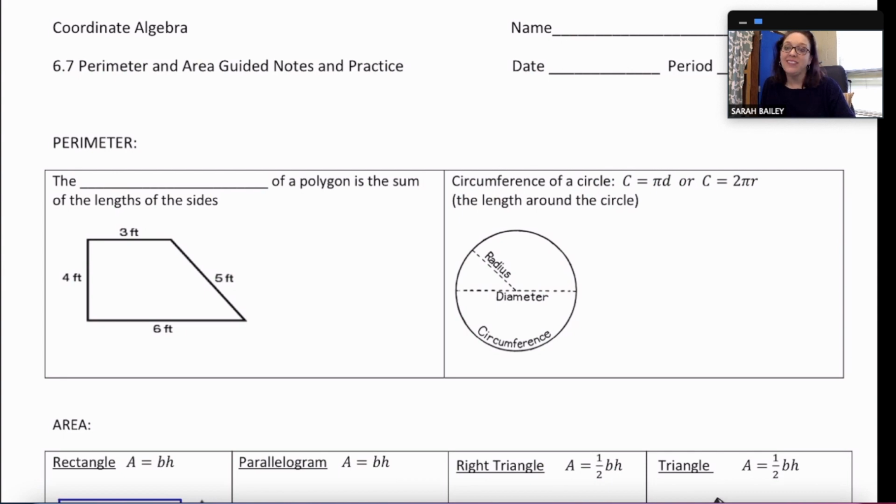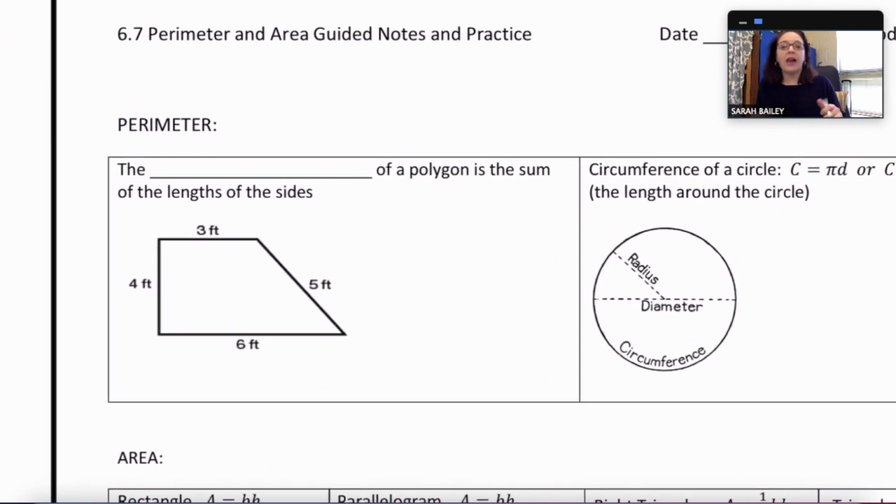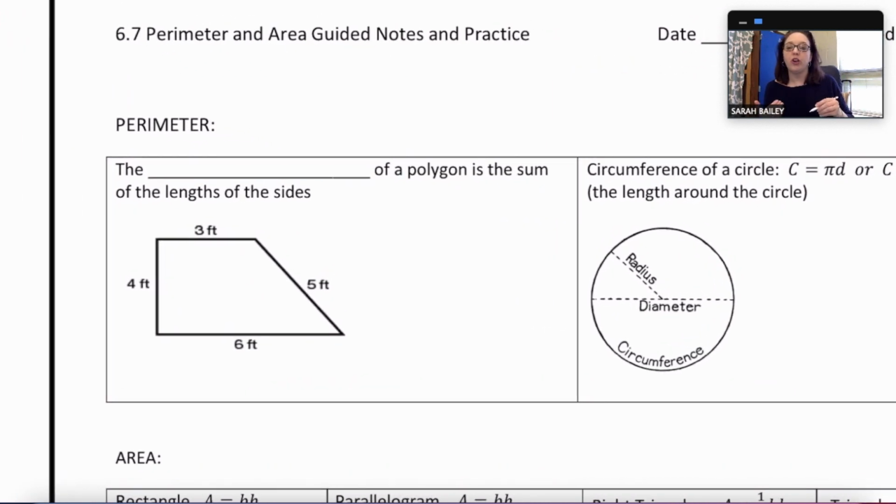Hello everybody. Today we're going to learn how to find area and perimeter of rectangles and triangles in the coordinate plane. So first we need to do just a quick review. Remember that perimeter is when you add up all the sides. It's the distance around the figure.